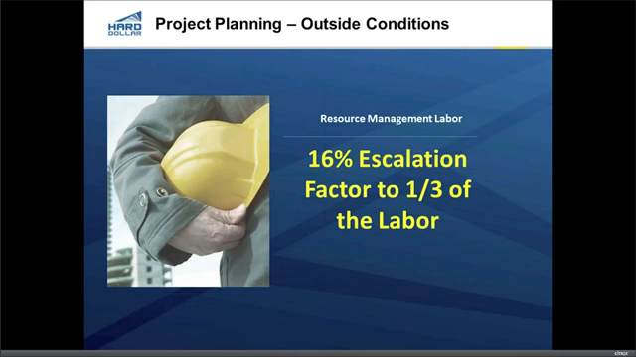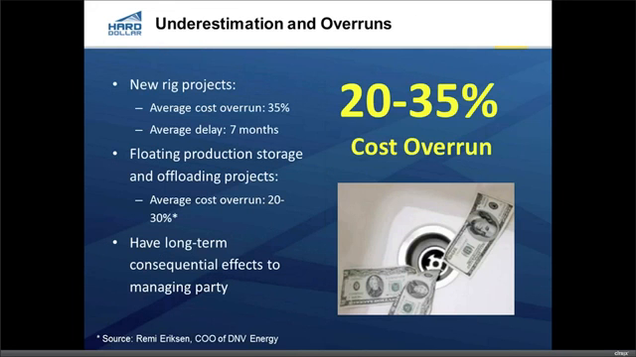So project planning, 16% escalation factor to 1/3 of the labor. Here we're talking about accounting for a 16% escalation factor. This particular case is in South Africa over time because of the 1/3 reduction in the labor force and being able to plan for that. But we're going to go through some examples today that will account for changes in the schedule, changes in productivity, or changes in resources that are going to have an impact on our cost and our productivity. Go to the next slide.